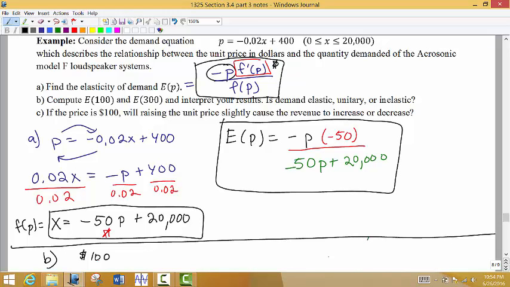We want to know basically, should I raise my price? Is it elastic or is it inelastic? Is it unitary? Is it a good idea to change my price? Am I going to start losing money or is it going to help me gain money? So if my current price is $100, let's see if that price point is elastic or inelastic.